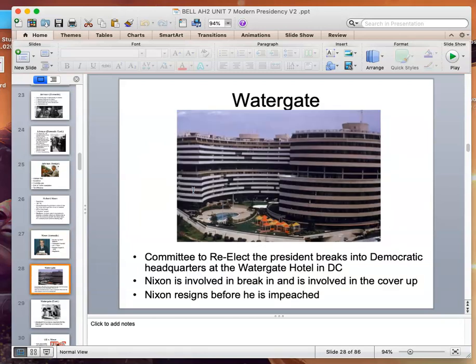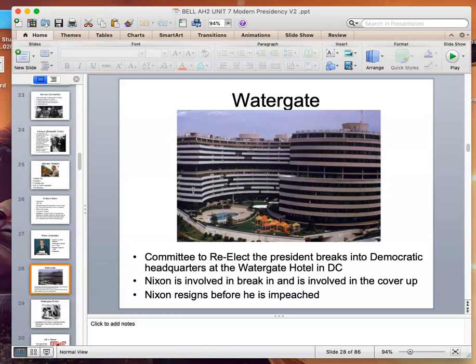So what is Watergate? Watergate is a nice hotel, a set of hotel as well as apartment complexes in Washington, D.C., where many congressmen, congresswomen, congressional staffers stayed when they were in Washington from their home states. And it happened to be in 1972 where the Democratic National Committee had set up their campaign headquarters.